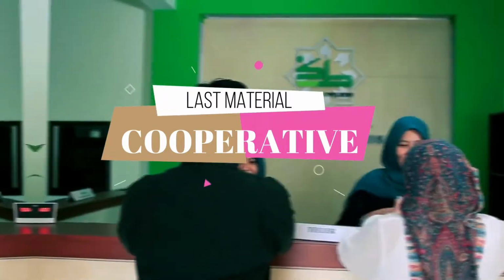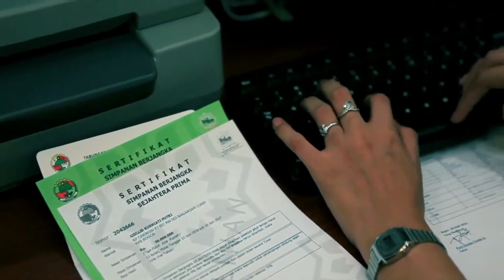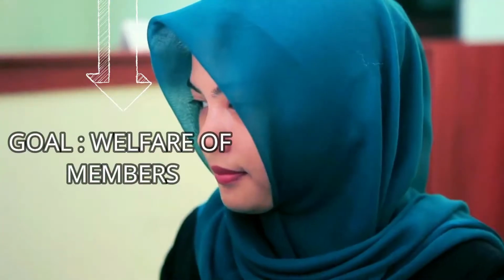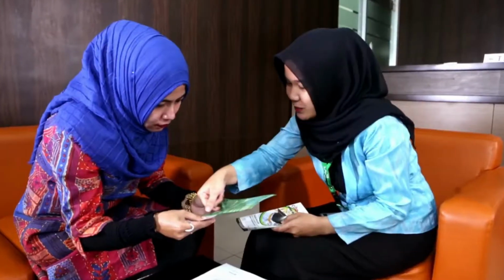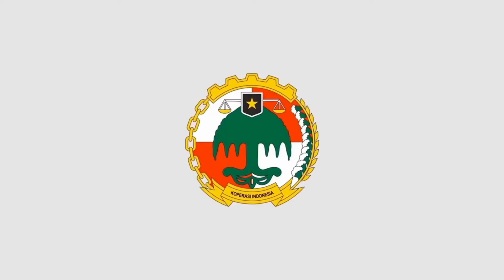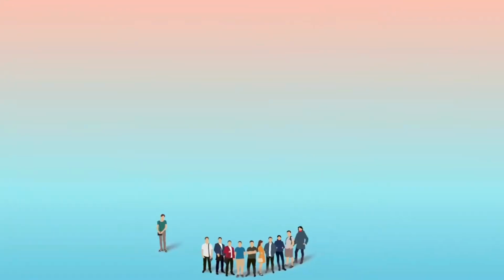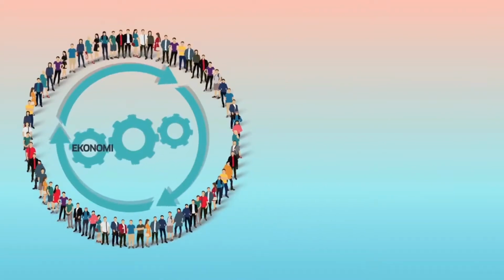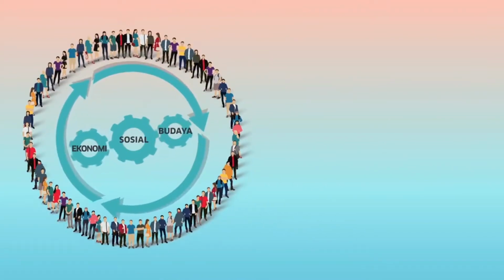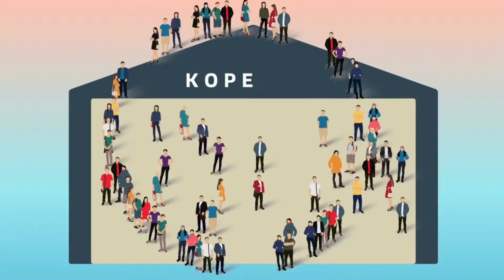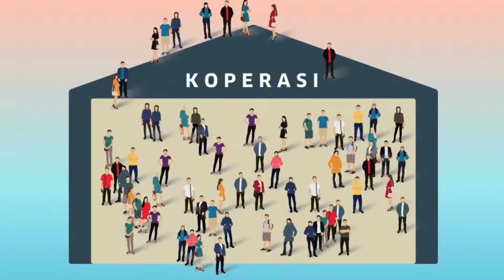Cooperative. Cooperative is a legal entity established on the principle of family where the goal is for the welfare of its members. In this case, the cooperative is a movement of activities based on the principle of social economy. As mentioned in the above cooperative understanding, the purpose of the formation of the cooperative is to help improve the welfare of its members. Learn more, here are some of the objectives of the cooperative.